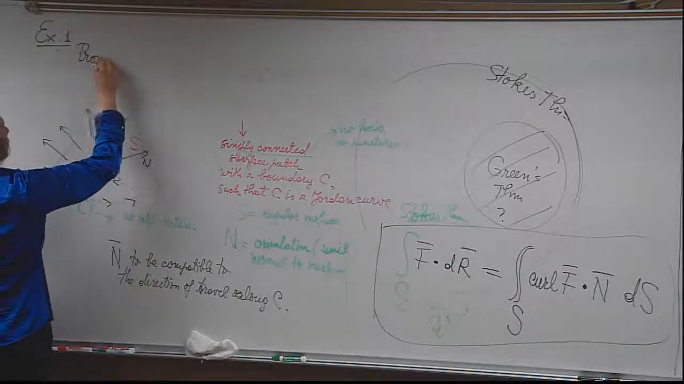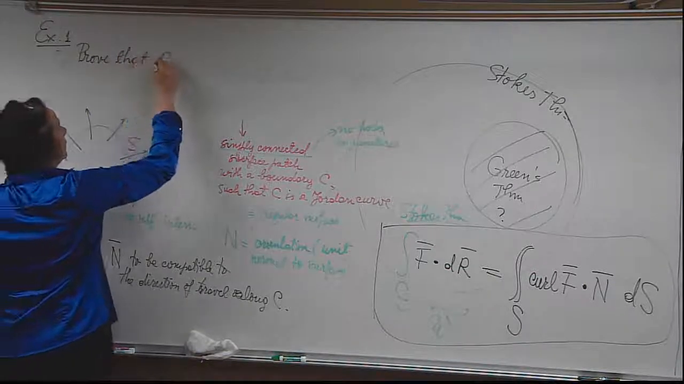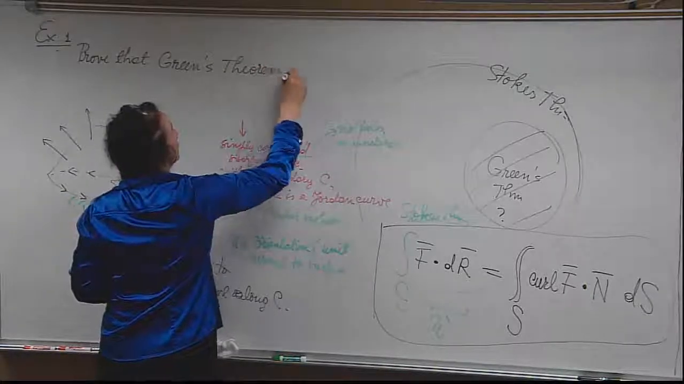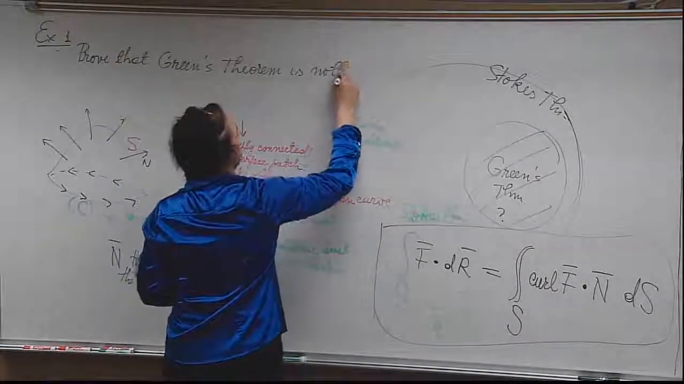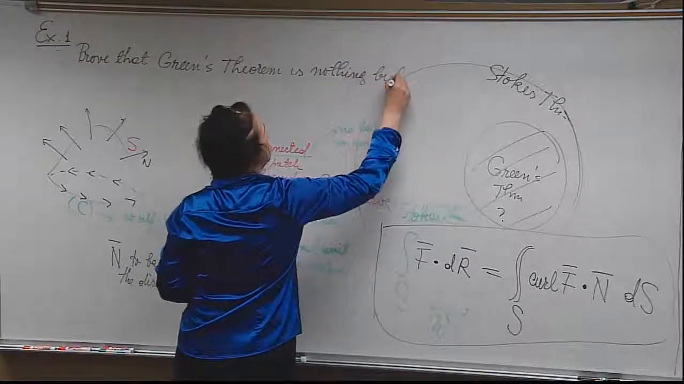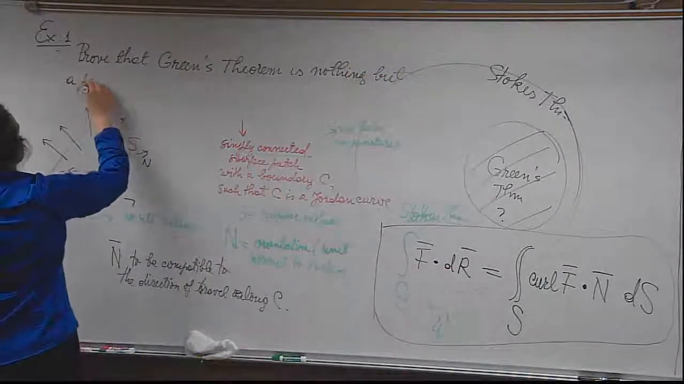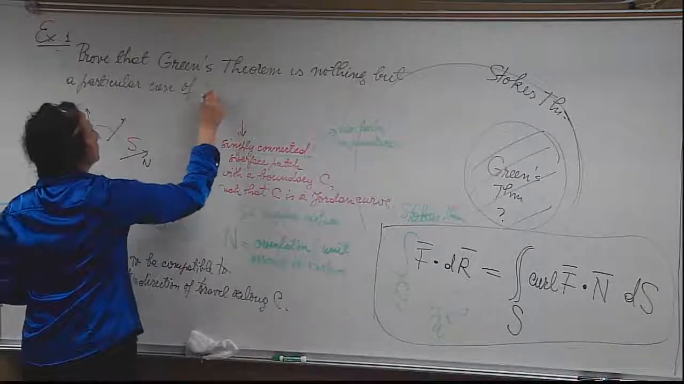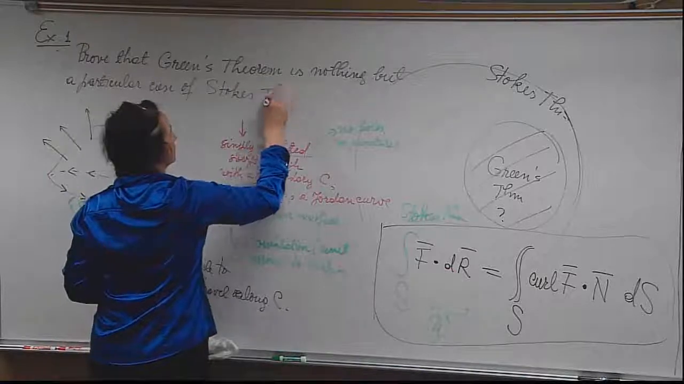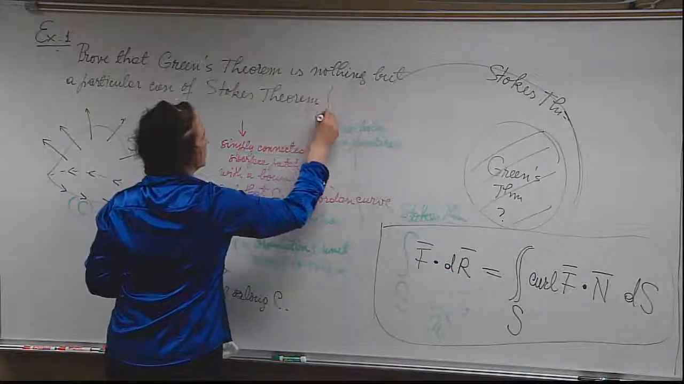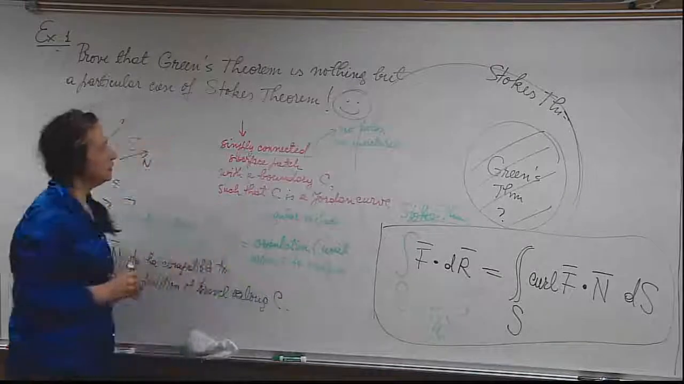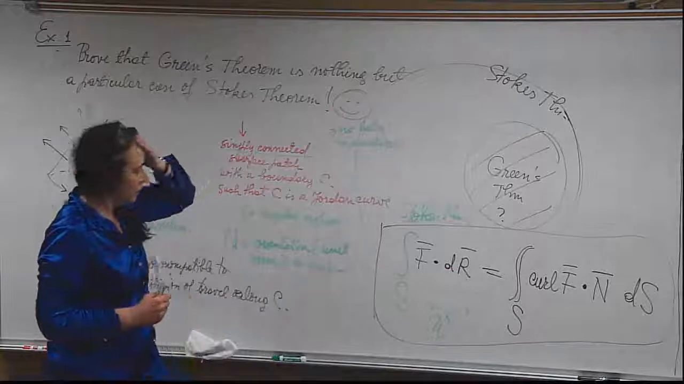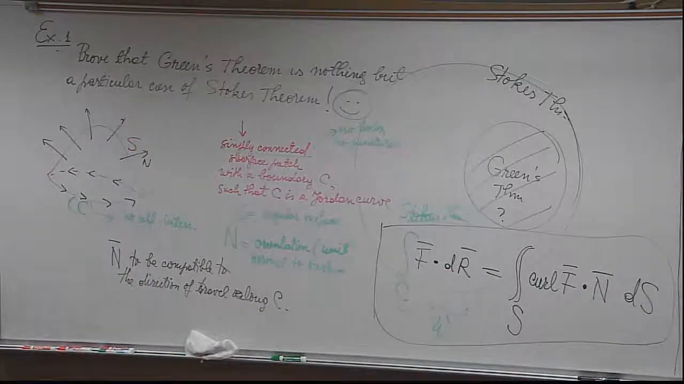Prove that Green's theorem is nothing but a particular case of Stokes. Then I make a face in the sense that I'm trying to build trust. Maybe you don't trust me, but let's do this together. Let's prove together that this is what it is.